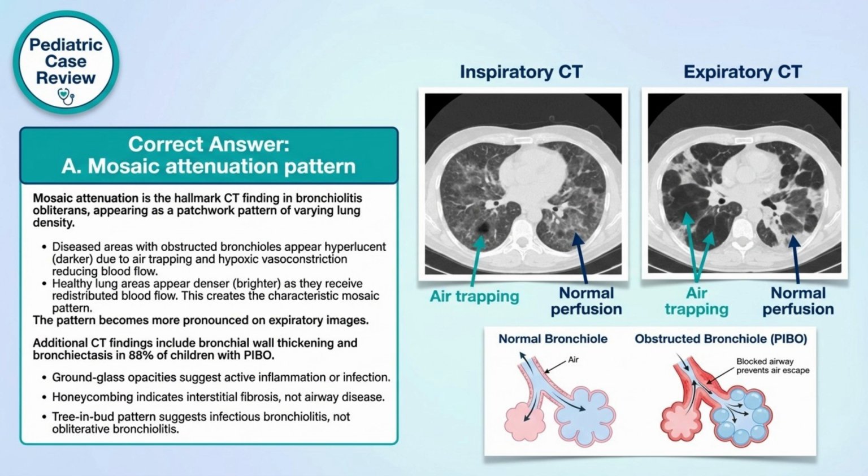Mosaic attenuation pattern. The computed tomography images clearly show a patchwork pattern. Diseased areas with obstructed bronchioles appear darker due to air trapping and hypoxic vasoconstriction, while healthy lung areas appear brighter as they receive redirected blood flow. This mosaic appearance is the hallmark radiographic sign of post-infectious bronchiolitis obliterans.